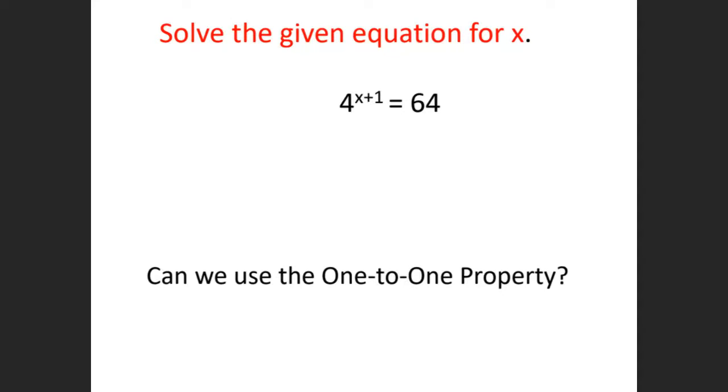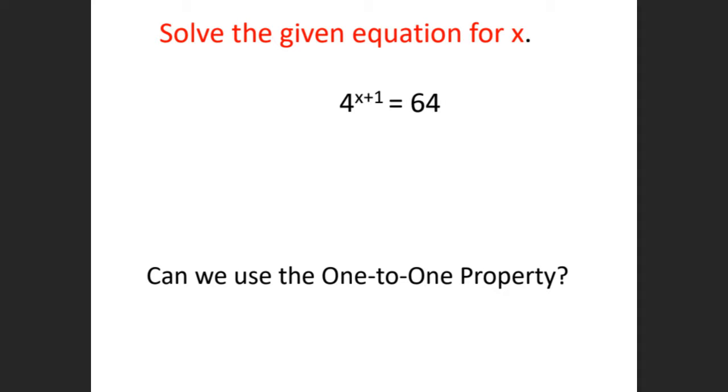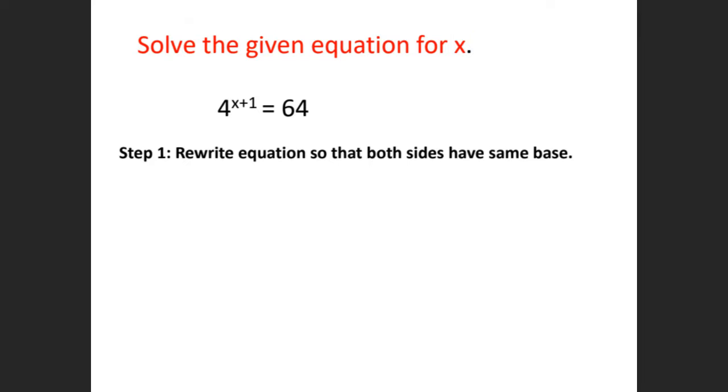So let's look at this example. Can we use the one-to-one property in this case? At first glance, you might say no, because the right side is just a number. It's not an exponent. But we can convert that 64 into an exponent. We can pick several bases for it, but we want to use our one-to-one property, so we want a base of 4. So yes, we can convert 64 into something that has the same base.